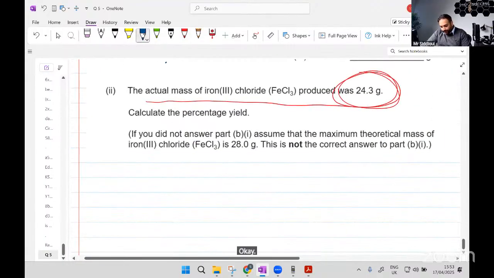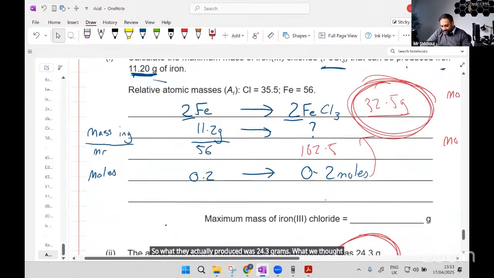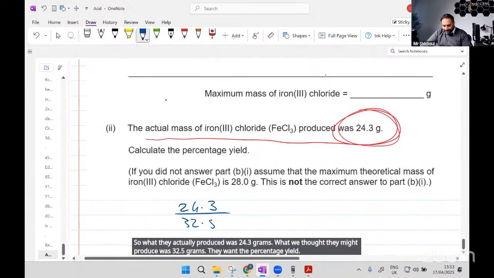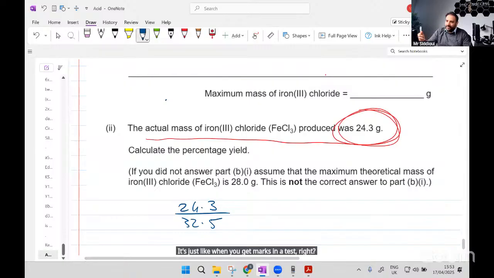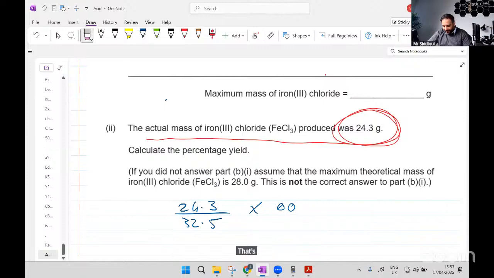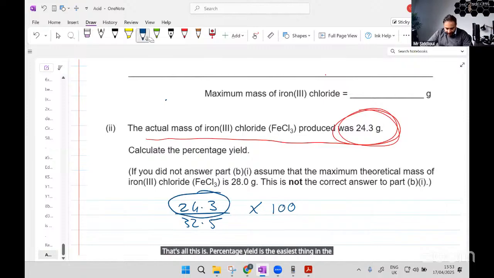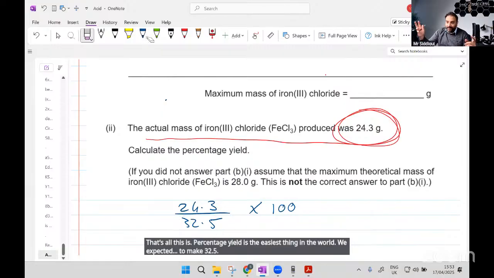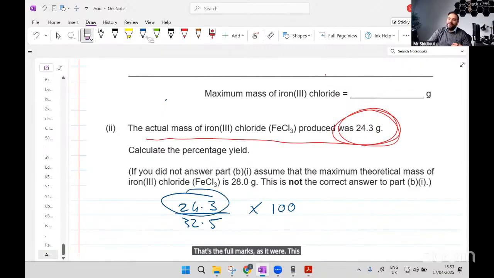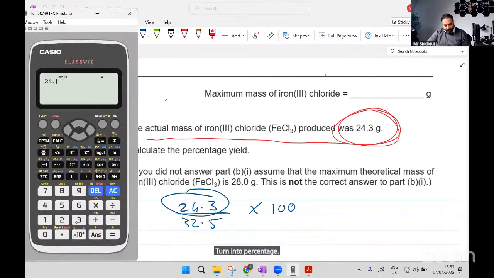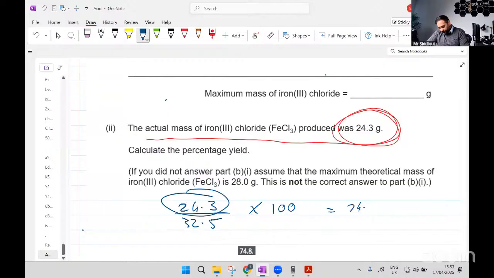So what they actually produced was 24.3 grams. What we thought they might produce was 32.5 grams. They want the percentage yield. It's just like when you get marks in a test, right? You've got this many out of this many. You do that divided by that times 100. That's all this is. Percentage yield is the easiest thing in the world. We expected to make 32.5. That's the full marks, as it were. This is what we actually got. Turn it into a percentage. 74.8. And that's it. That is how you go with that.